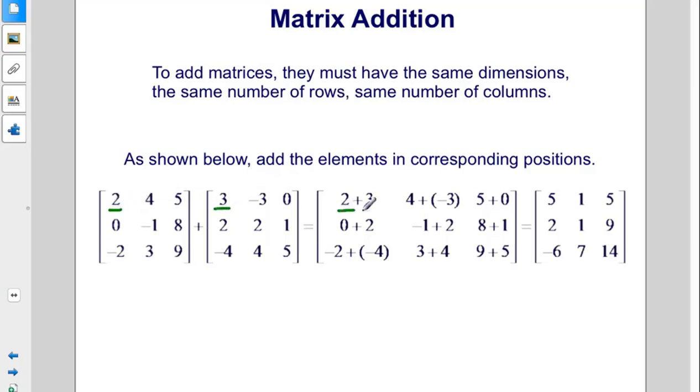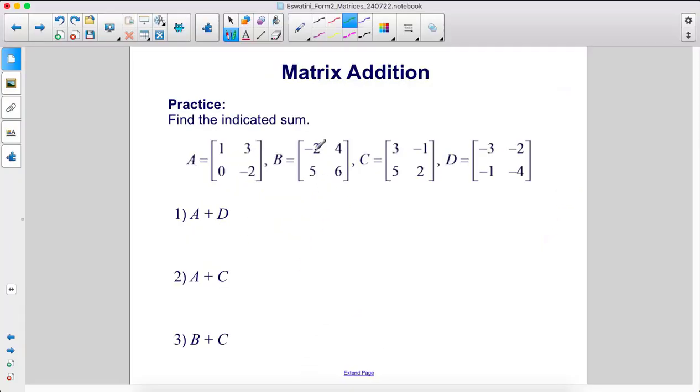2 plus 3 is 5. Then we add 4 to negative 3 to get 1. We add 5 to 0 to get 5, and so on. Find the indicated sum. All right, A plus D.